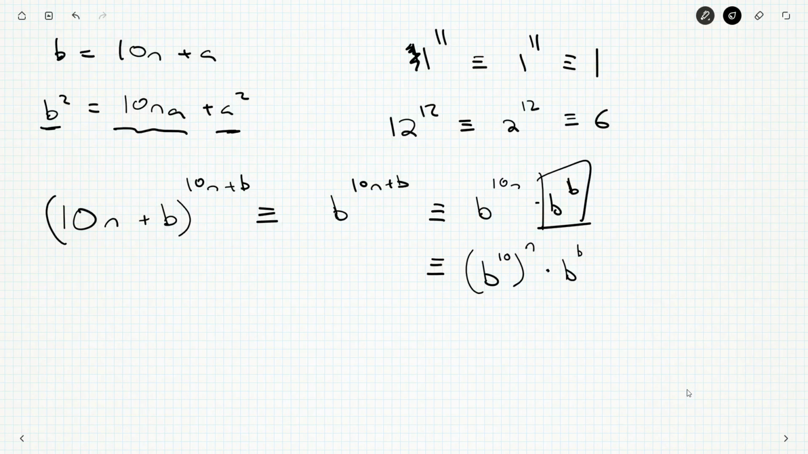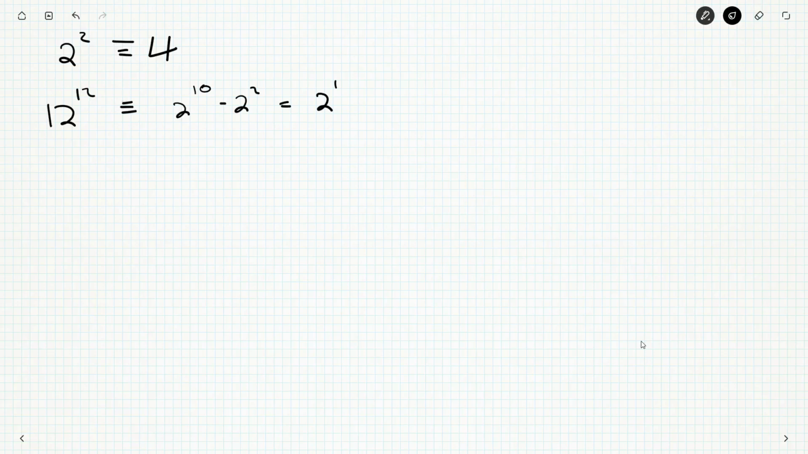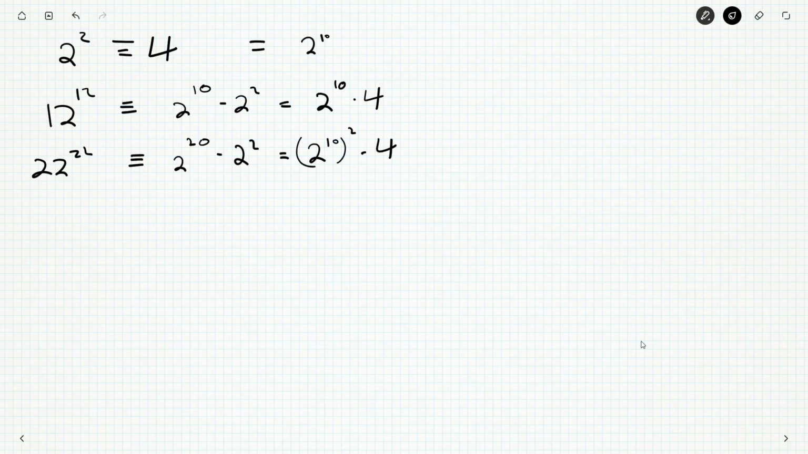And is there, I'm trying to think if there's a fast way to do this, I guess. Let's look at twos. Let's see what happens when I do twos. So two to the two. I'll keep writing the third bar, but I might drop that in a little bit. So 12 to the 12. Well, that's the same thing as 2 to the 12. We just talked about this. But that's 2 to the 10 times 2 to the 2. So it's 2 to the 10 times 4. 22 to the 22, that's going to be the same as 2 to the 20 times 2 to the 2. So that's 2 to the 10 squared times 4. And this one up here technically is 2 to the 10 to the 0 times 4. 32 to the 32, that's going to be 2 to the 10 to the 3 times 4.